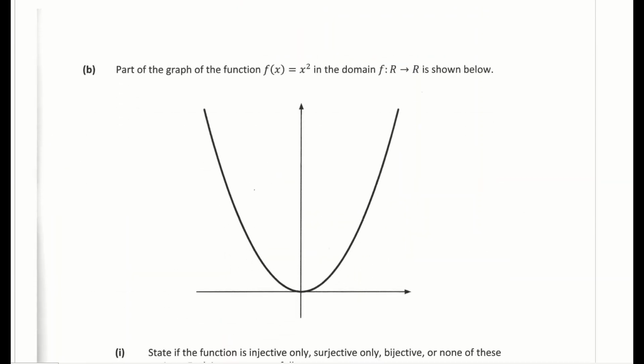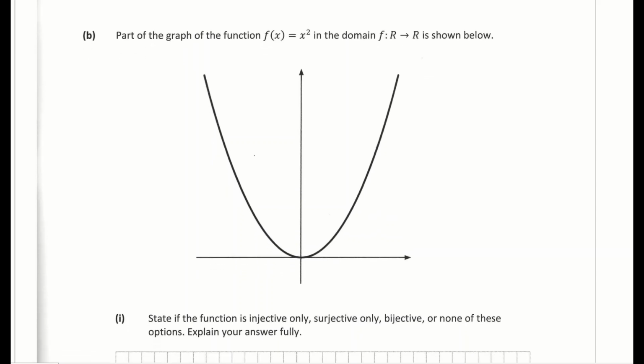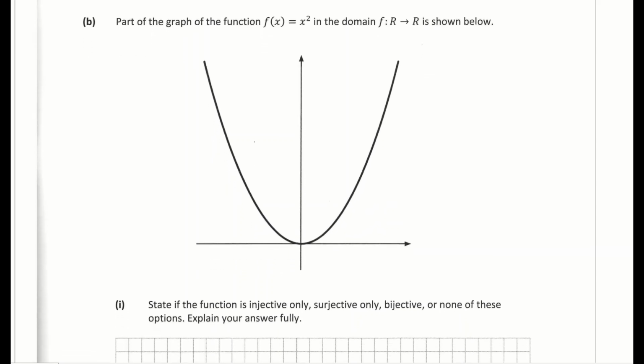So part B is they've told us that they've given part of the graph of the function f of x, which is x squared, in the domain. F maps from the reals onto the reals. So this is basically our, what would we say? This is our domain here, and this is our codomain. And the first part of the question is asking us to state if this function is injective only, surjective only, or bijective, or none of these.